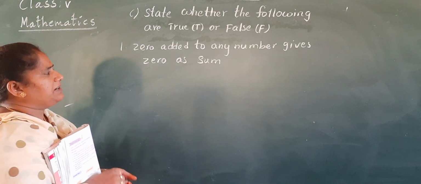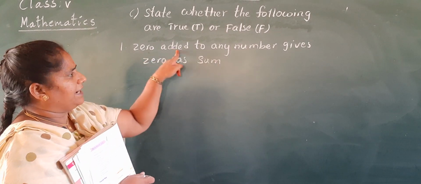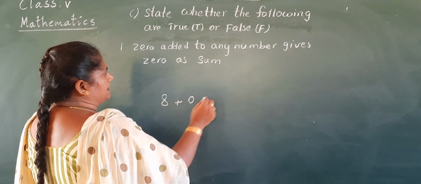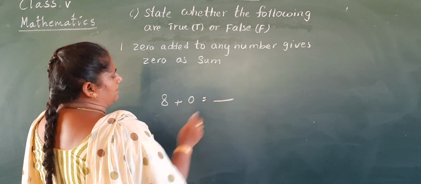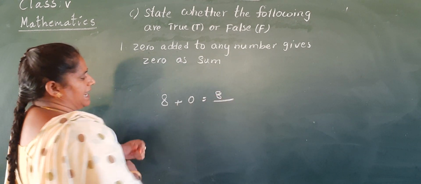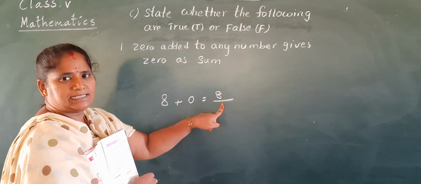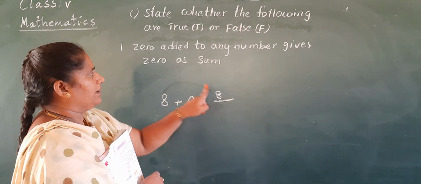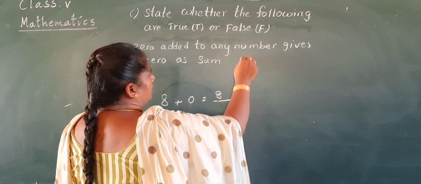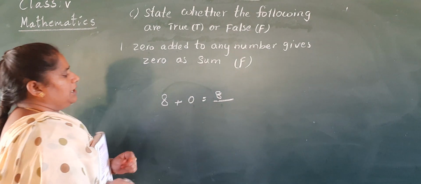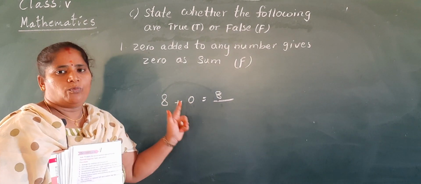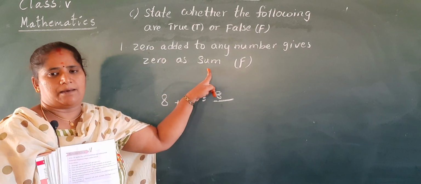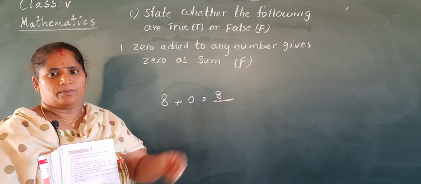See, is this correct statement, Nana? If you add 0 to any number, let us take one number 8. If you add 0 to this number, it gives the 0 as sum. No, we get the same number as the sum. This is the sum, but we do not get the 0, we get the same number only. So this statement is wrong. So we will write false. If you add 0 to any number, we get the same number, but here they have given that it gives 0 as sum. It's not the sum 0. Okay, ma?